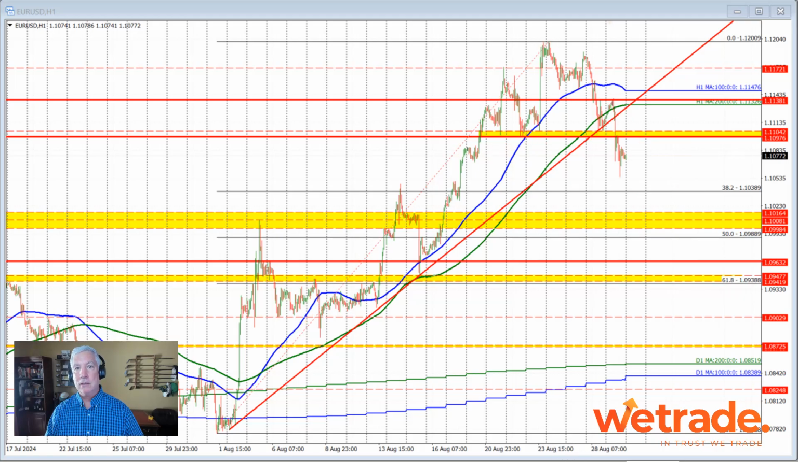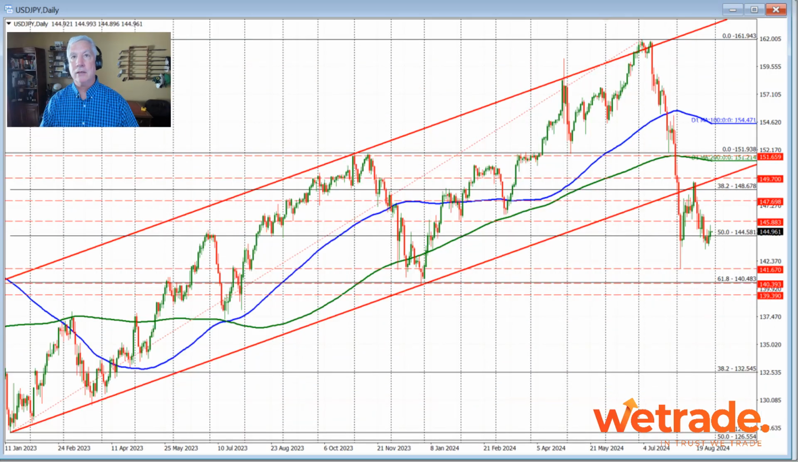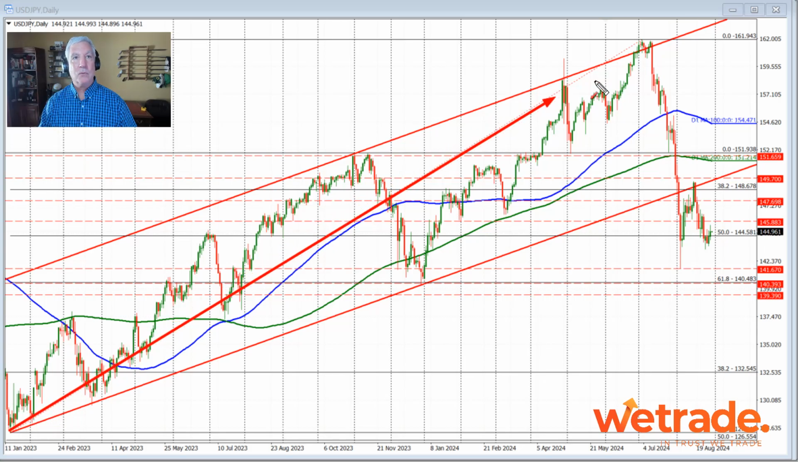Let's take a look at the dollar versus yen next. And again, we'll take a look at the daily chart. And quite frankly, admittedly, you see this move to the upside here, this move from the 2023, I guess that's December, well, actually January low to the high price that we saw in 2024. The 50% of that entire move came in at 144.58.